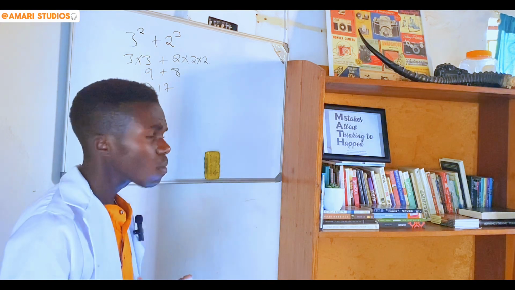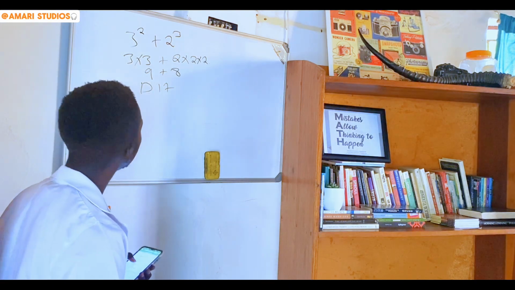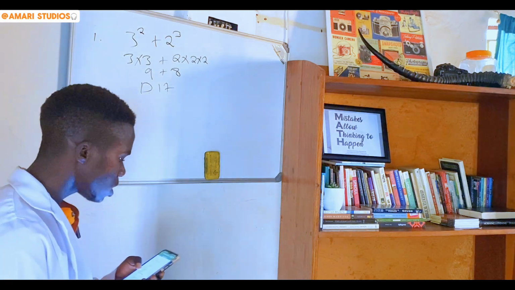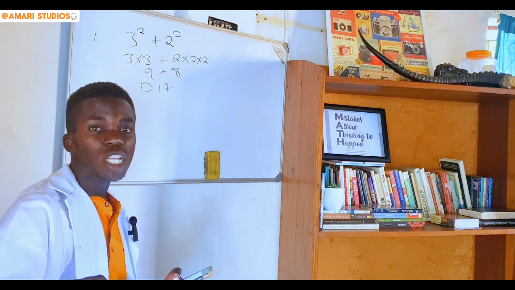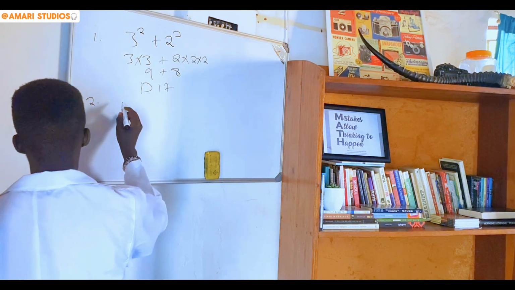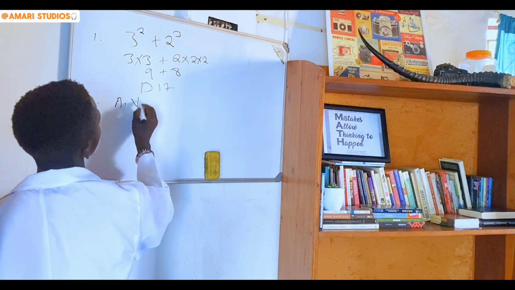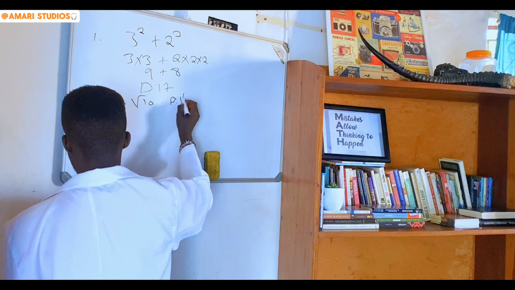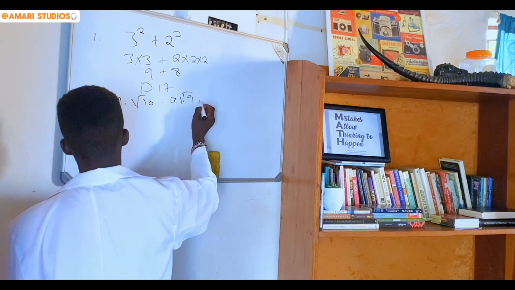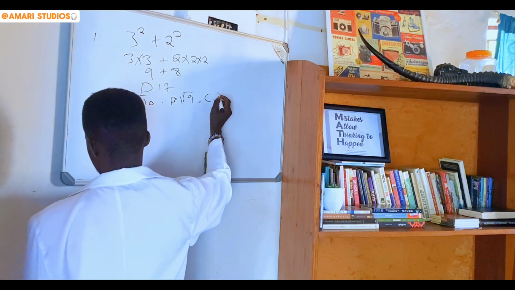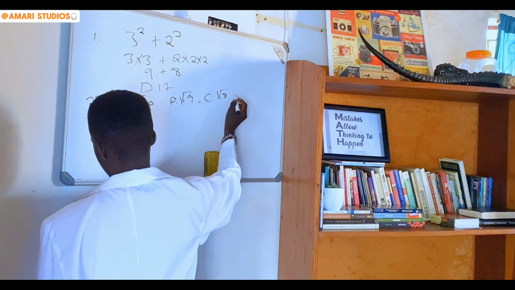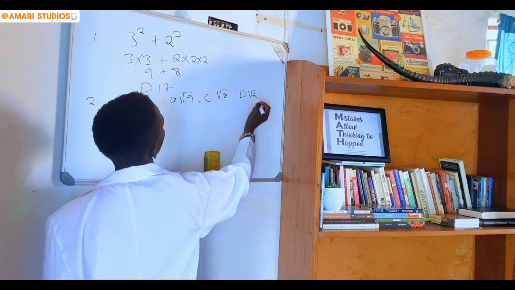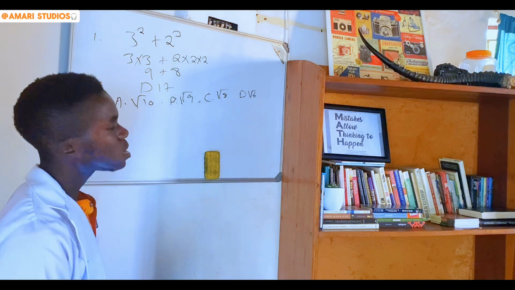Then now we move on to the next question, which is the second question. The second question is actually saying which of the following is a rational number. We have A, the square root of 10. We have B, the square root of 9. We have C, the square root of 8, and then lastly but not the least, we have D, the square root of 6. So which of these numbers is a rational number?